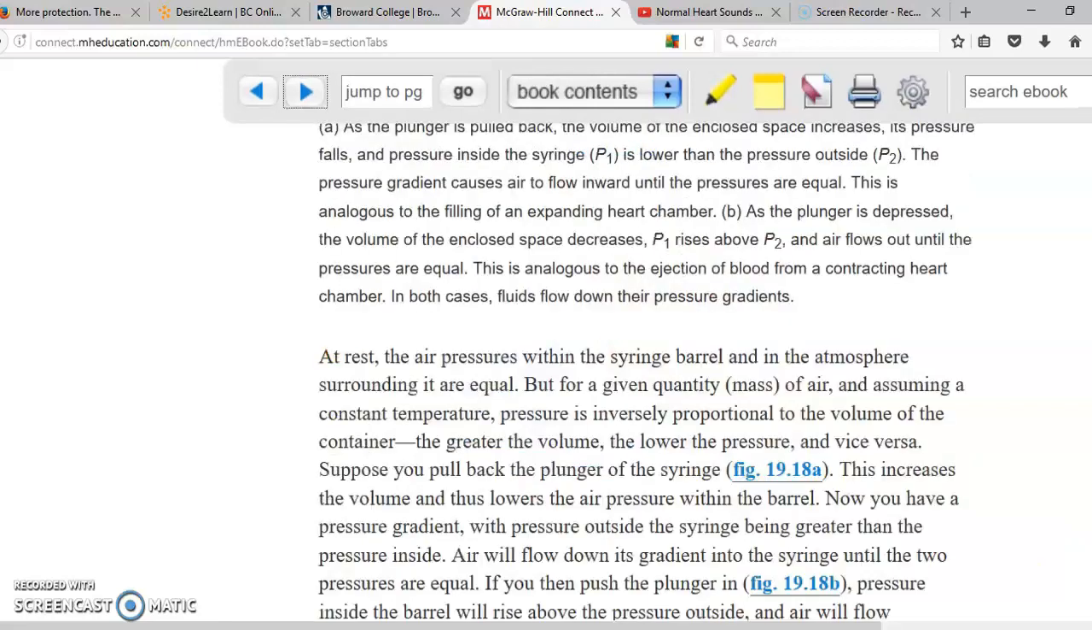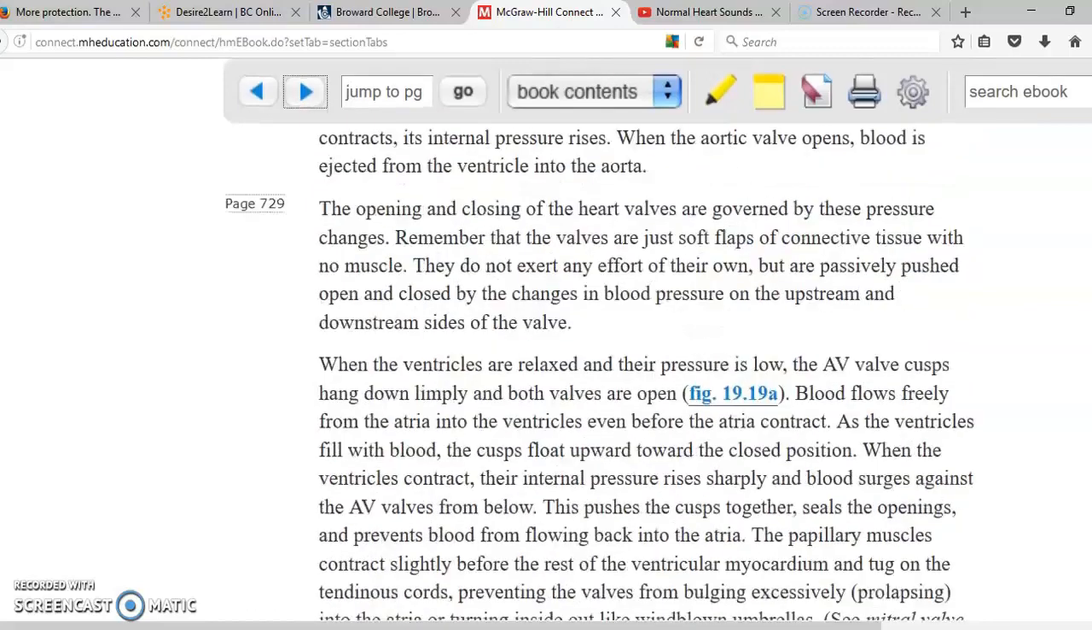So then the blood will flow from the right atrium to the right ventricle. Why? Because the right atrium will contract first. Therefore, the pressure in the right atrium is going to be higher than the pressure in the right ventricle.